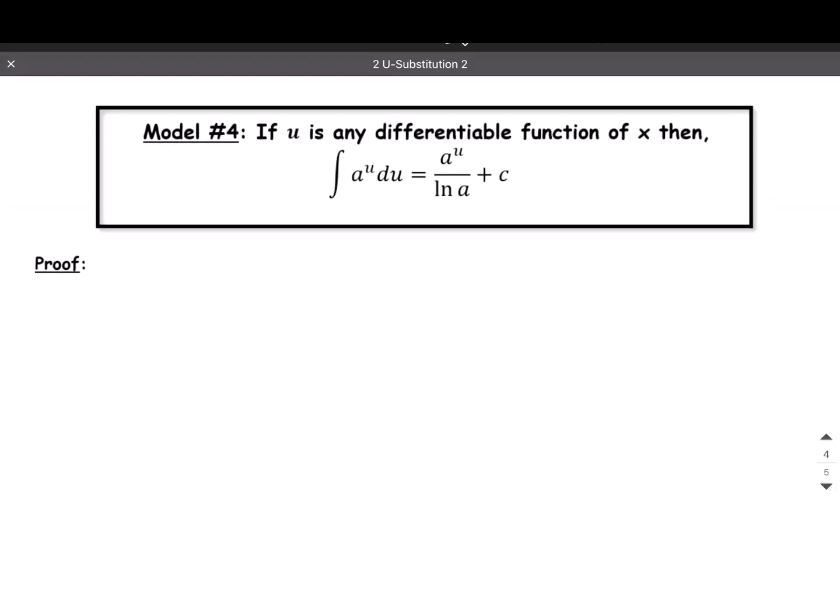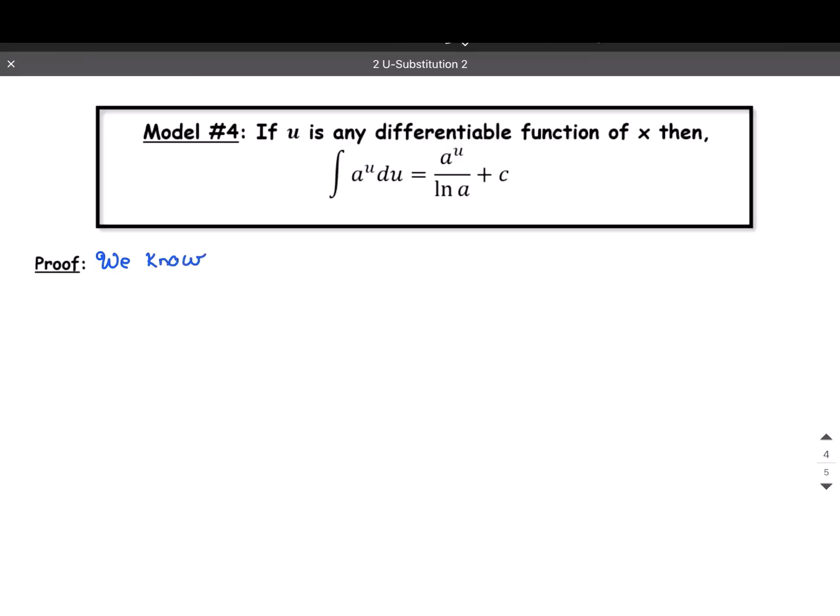Okay, now we're going to go through this again for antiderivatives. If u is any differentiable function of x, then the integral of a to the u du, so that's something like 2 to the x, or 3 to the 5x squared plus 2x minus 1 dx, those are the things we're talking about. Well, this integral of a to the u du is a to the u divided by the natural log of the base a, plus c. So we're going to prove this first because it might help us remember the derivative rules.